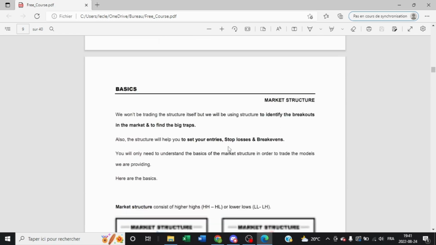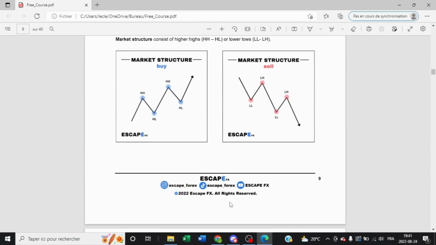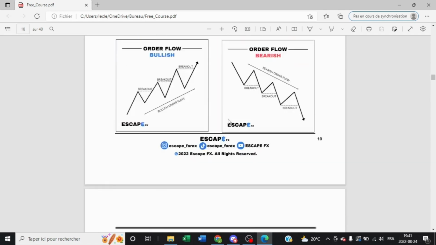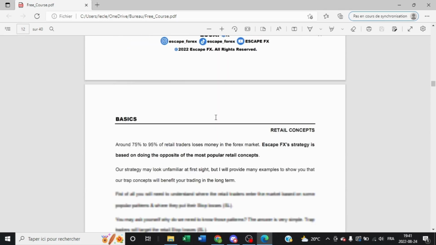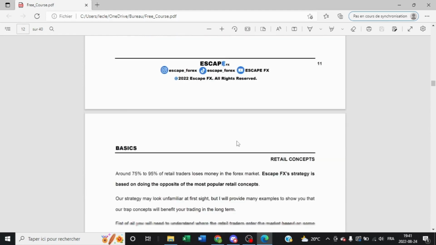So yes, we'll be using market structure just to identify the traps and where to put our targets and our entries. All right, so I'm gonna let you go through this alone.